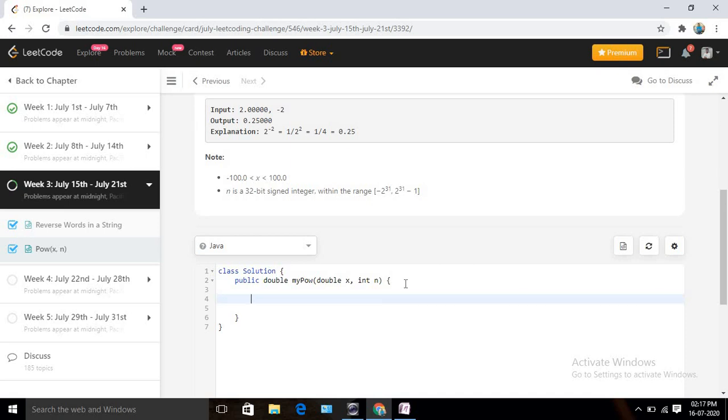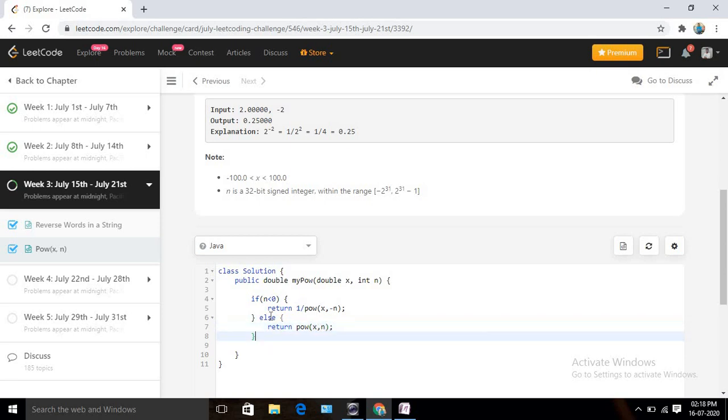At first, I need to check whether my number is negative or not, right? So if n is less than 0, then I'm going to create one helper function, probably called pow, and again pass the same number x, but in this case I am going to pass 1 divided by pow of x and minus n, right? So whenever n is less than 0, I calculate it like this. Else I am going to return pow of x and n, right?